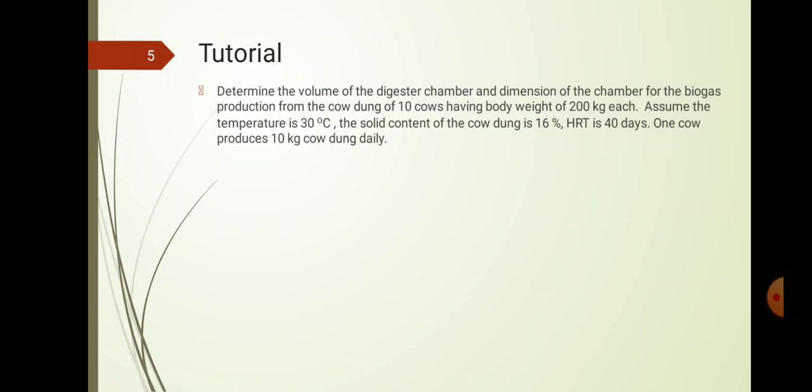So suppose one farmer has 10 cows and each cow is producing approximately 10 kilogram of cow dung daily. He wants to select a digester of a particular size. What are the dimensions, etc., of the digester? He wants to know. In this, the body weight of the cow, etc., does not have any importance to our problem. It does not matter how much the body weight of the cow is. The only thing we want to know is how many kilograms of cow dung one cow produces. So here it is 10 kilogram.